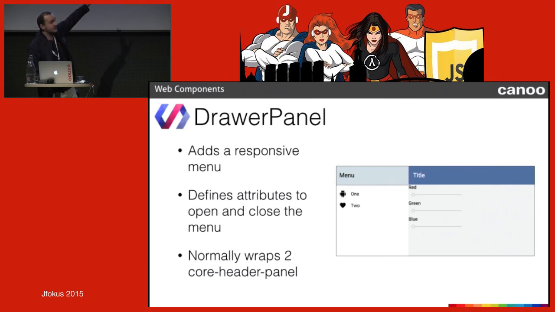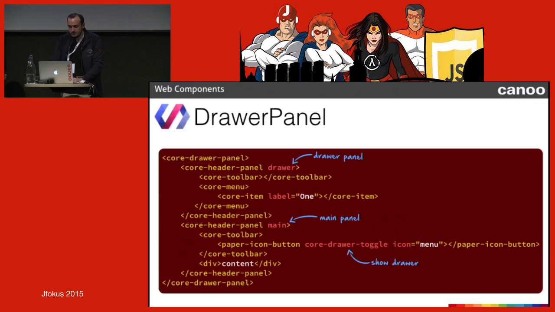It places a menu on the left side, and it's responsive by default. It looks like this, and when it's smaller or on a mobile, you need to click a menu button to show the menu. And even this is not much code, right? This is the code for the layout, for the menu button, for the toolbar, and for some content.